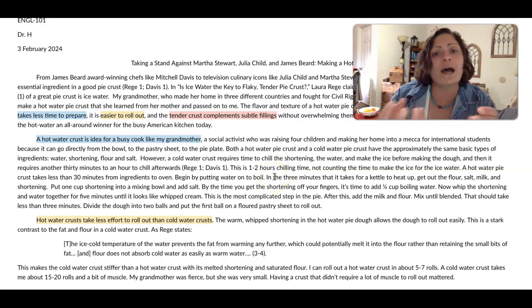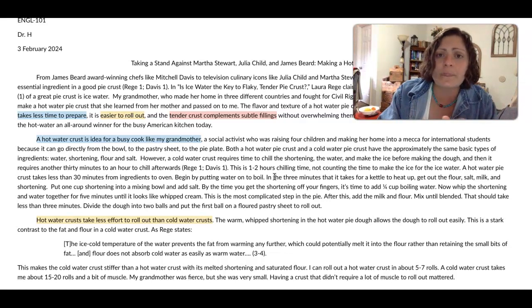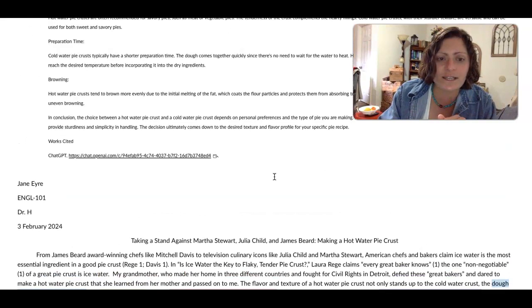All of that is cut out in a hot water pie crust, which only takes a couple minutes to boil the water. And here is where we get into citations and accuracy.